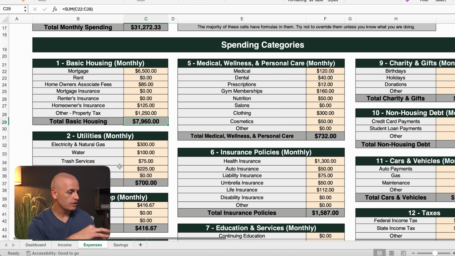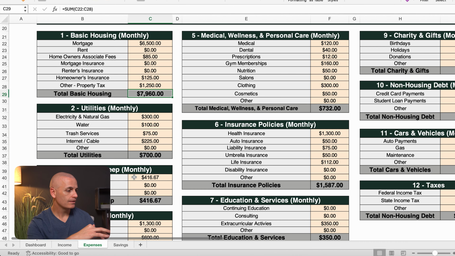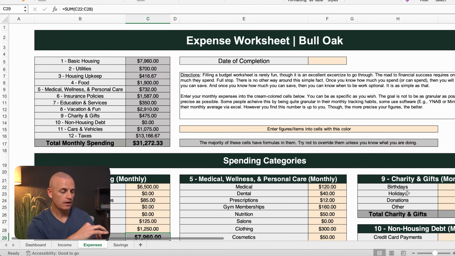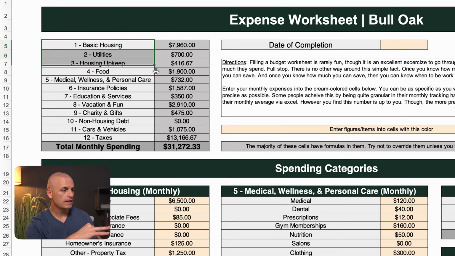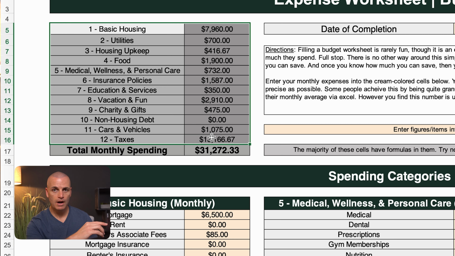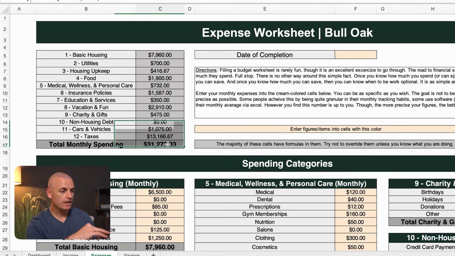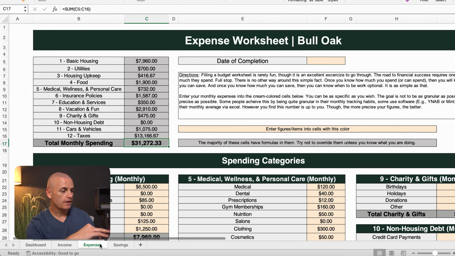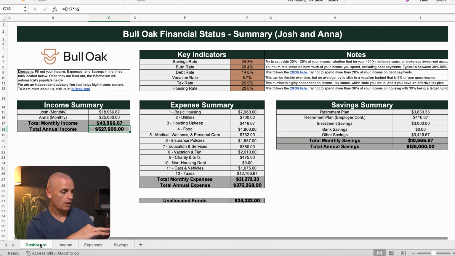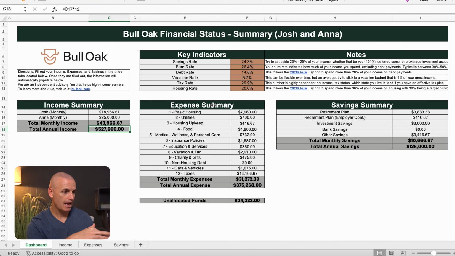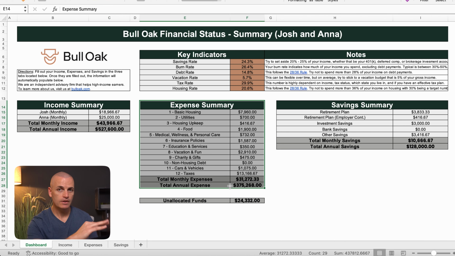And then we have utilities, we have housing upkeep, and so on and so forth. We have 12 different categories here, and they all feed into this section right up here. Now, all of these figures will feed from the expense tab all the way over to the dashboard tab under here. So that's how all of this mechanically works.